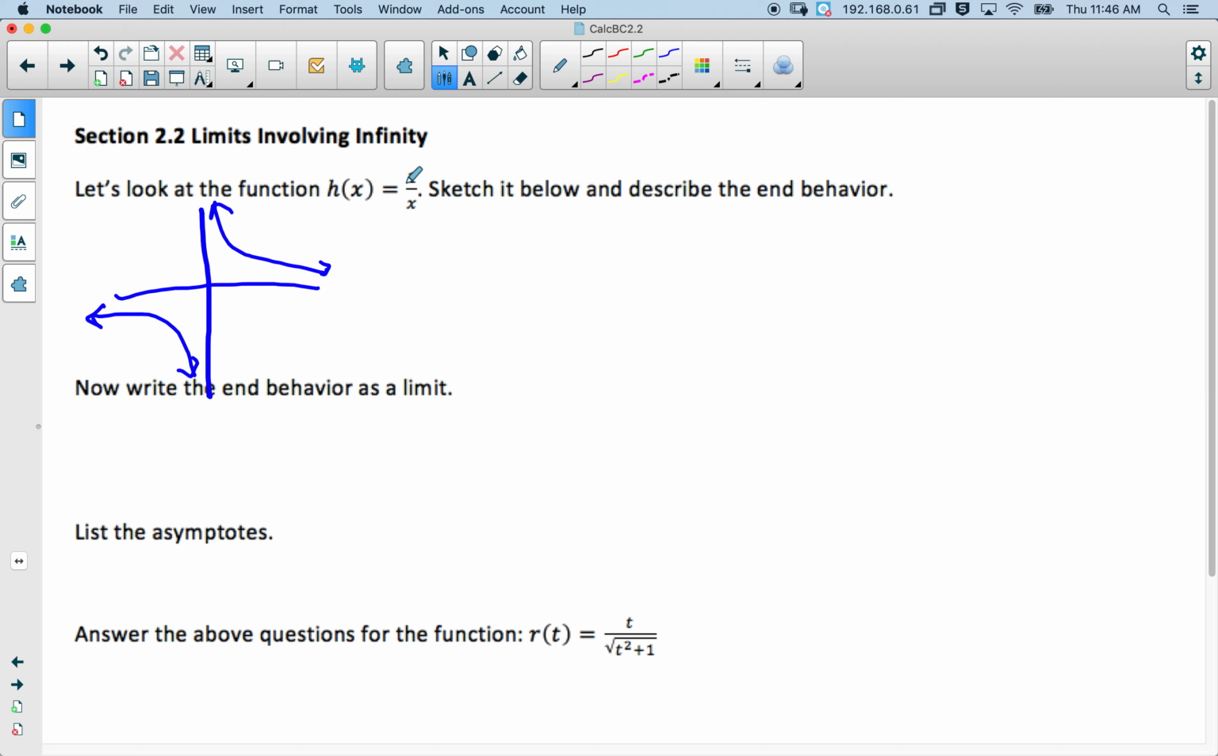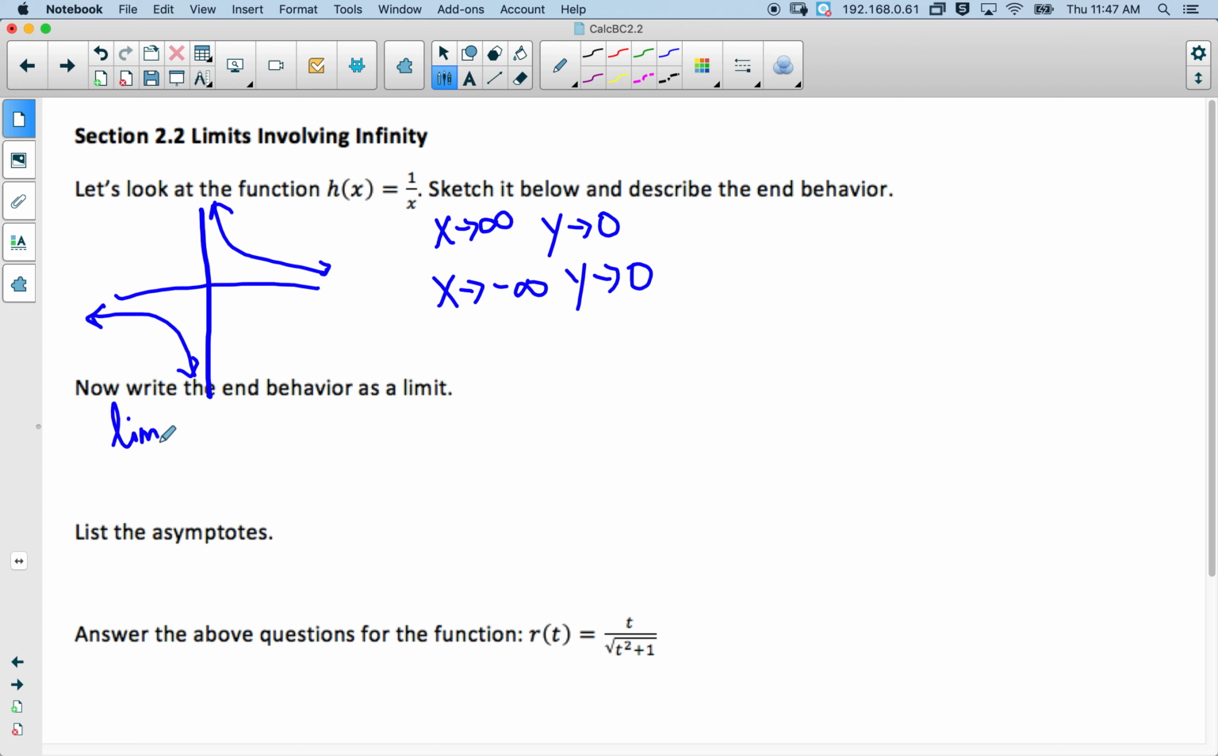So in algebra, we would talk about end behavior. As x approaches infinity, y is actually approaching 0. And as x is approaching negative infinity, y is also approaching 0. But now that we're in calculus, we can describe end behavior as limits. So let's write this end behavior in limit notation.